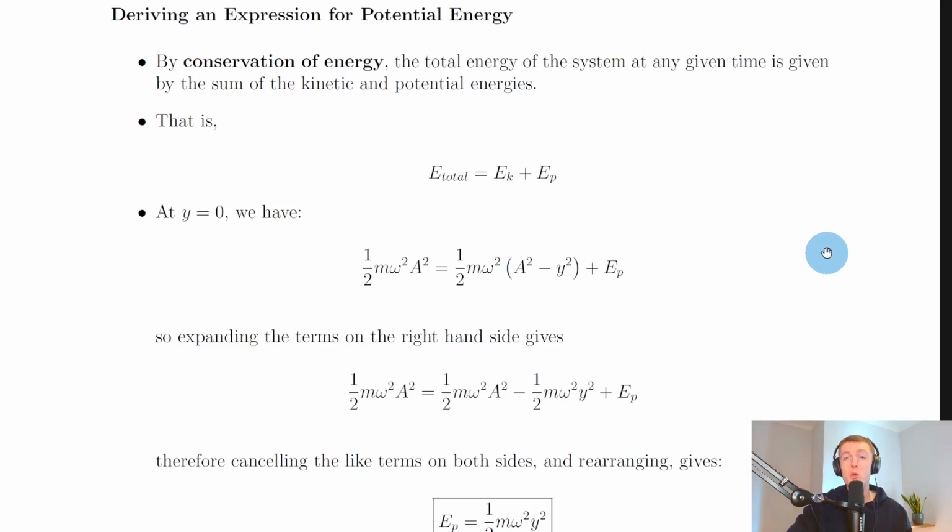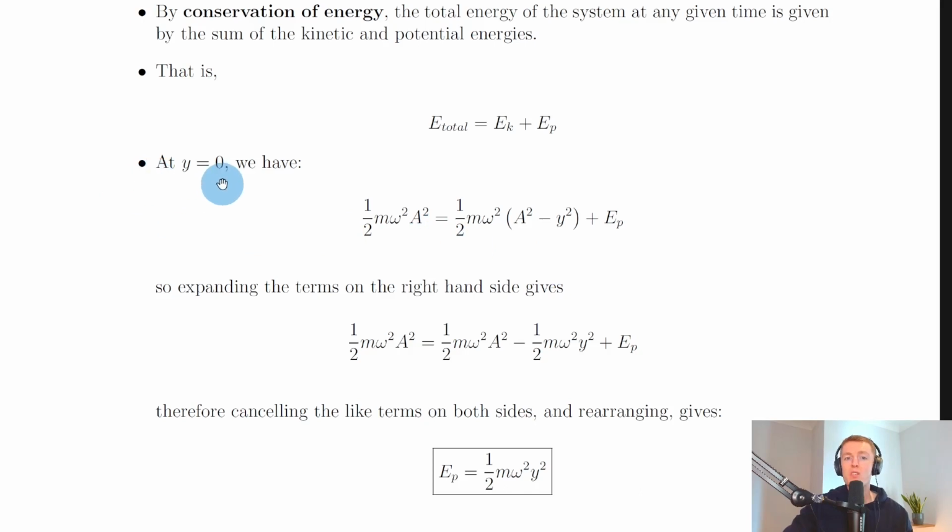And this one you don't actually need to be able to do in the exam, you just need to be able to understand how we get this relationship. So it says first of all, by conservation of energy, the total energy of the system at any given time is given by the sum of the kinetic and potential energies. So that means we can write quite simply that the total energy is equal to the kinetic plus the potential energy at any time. And at y equals 0, the equilibrium position, remember we're going to have maximum kinetic energy, which is the total energy of the system, but we're going to have no potential energy at that point.